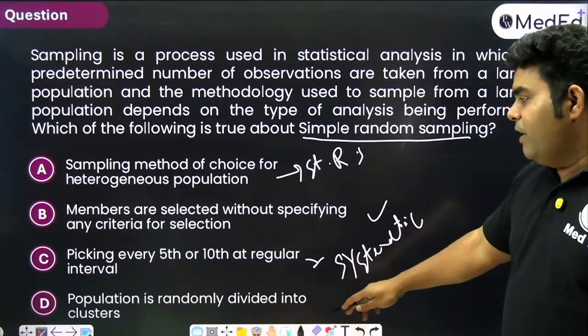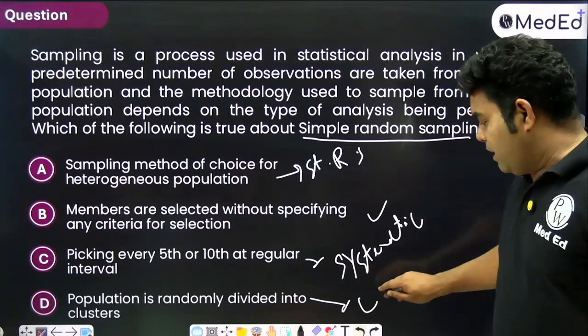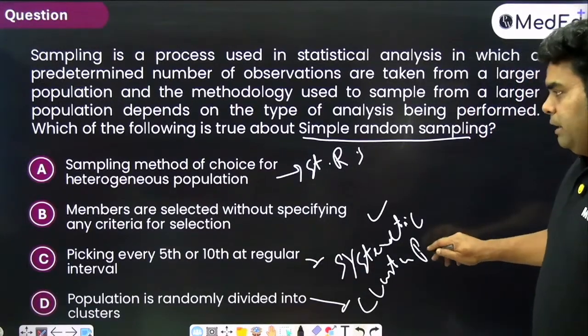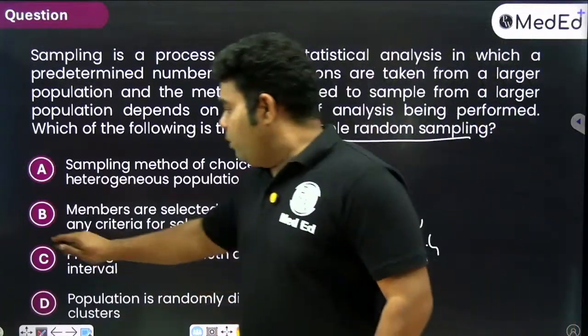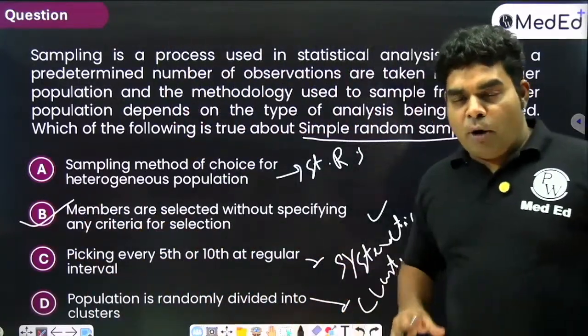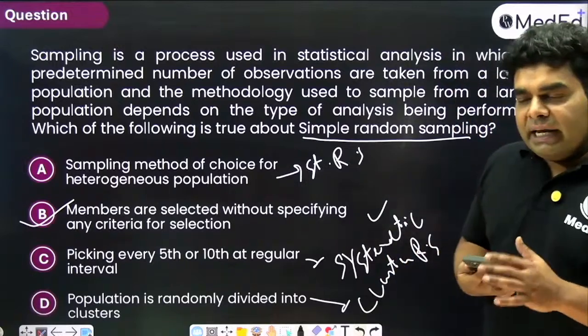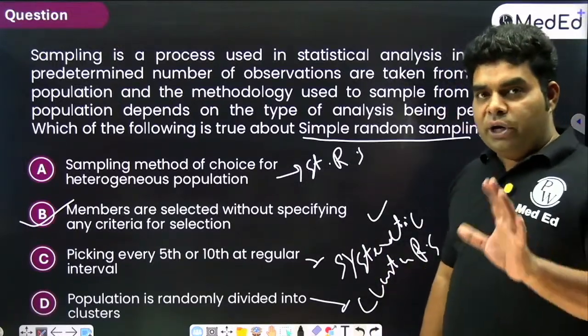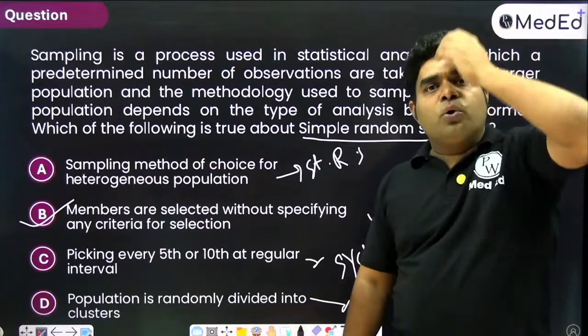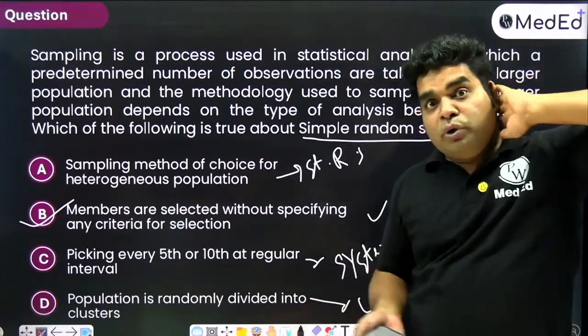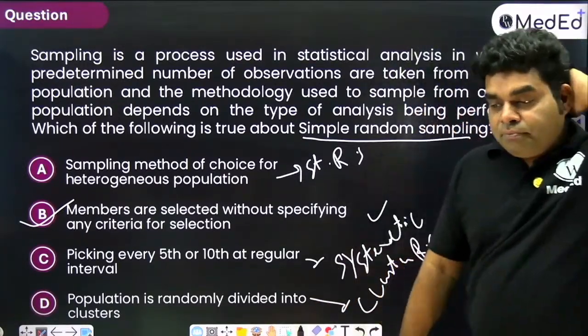Population is randomly divided into two clusters. This is cluster random. But if you are selecting without any criteria, that is simple random. For example, in my MD from AIIMS New Delhi, my guide gave me a study on organ donation: do people in rural parts of Haryana want to donate organs or not? Why? What can we do to increase organ donation?